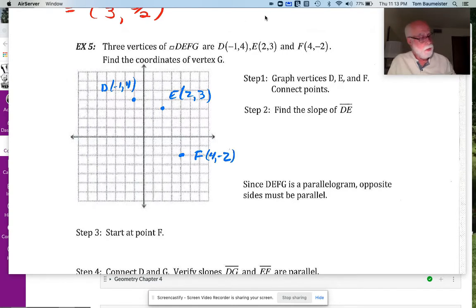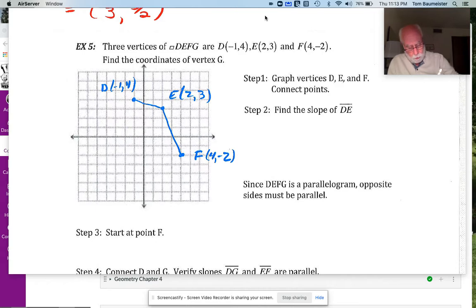And what did they just tell us to do? They told us to connect the dots there. So if we connect the dots, here's what we have so far. Okay. So we did exactly what they asked. And then on step 2, they want us to find the slope of DE. So if we find the slope of DE, that's this one here, right? They want us to find that slope.